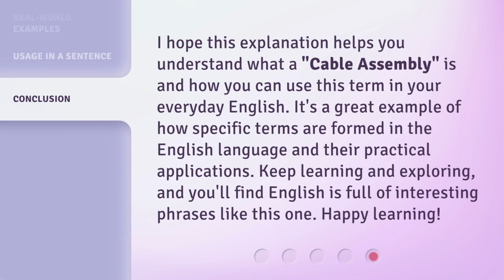I hope this explanation helps you understand what a cable assembly is and how you can use this term in your everyday English. It's a great example of how specific terms are formed in the English language and their practical applications. Keep learning and exploring, and you'll find English is full of interesting phrases like this one.